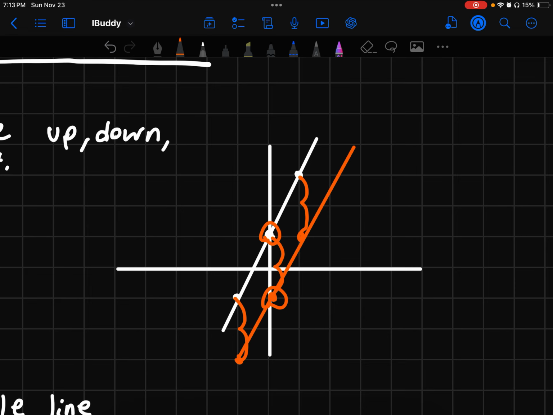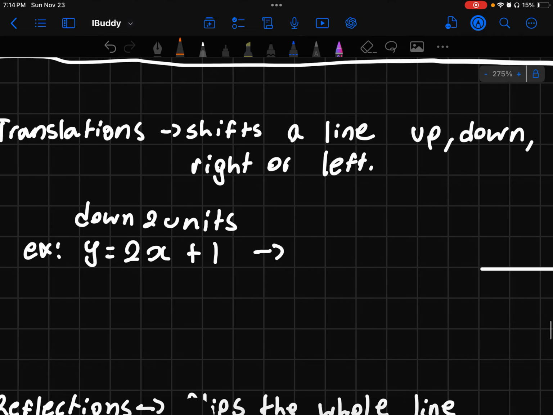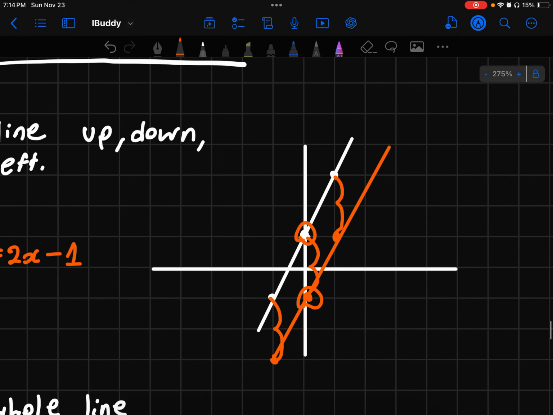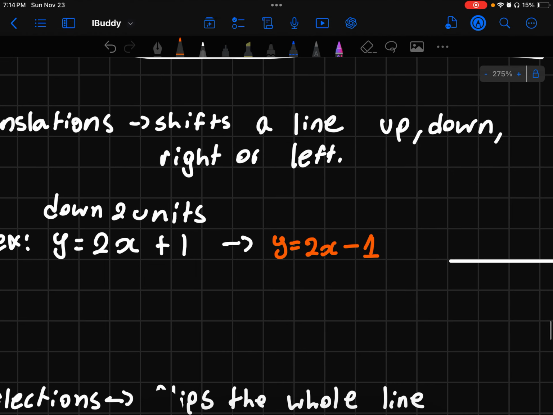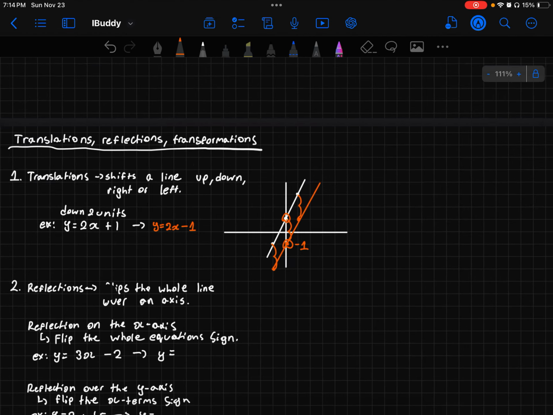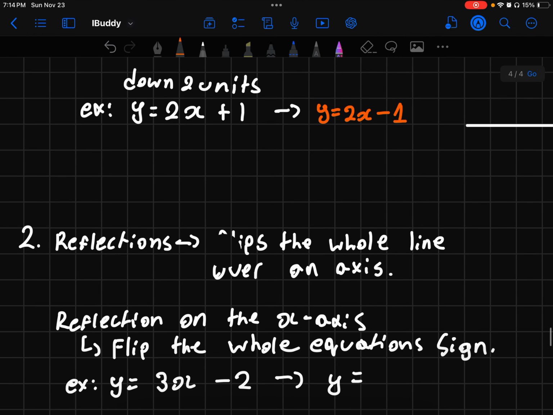So based on that, we can say that the new equation will be y is equal to 2x minus 1. So we see here that the new y-intercept is minus 1. So we just plug that into the b value. You just basically add the new y-intercept into the b value. Okay.